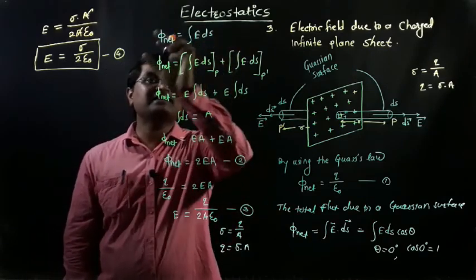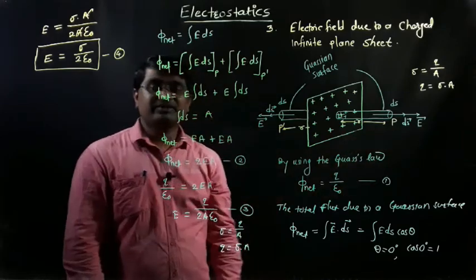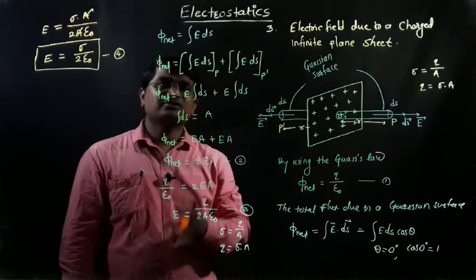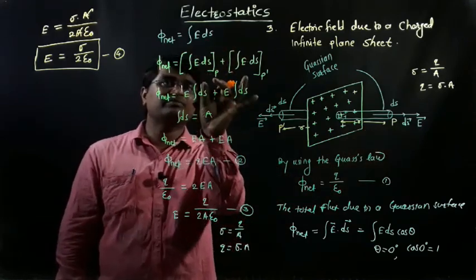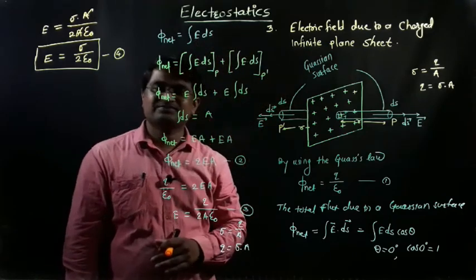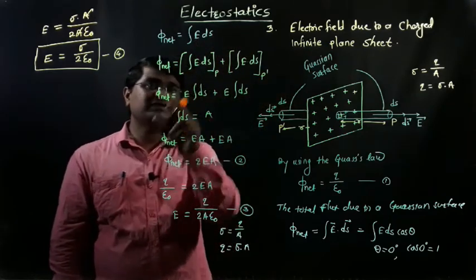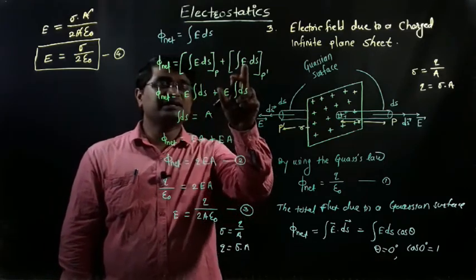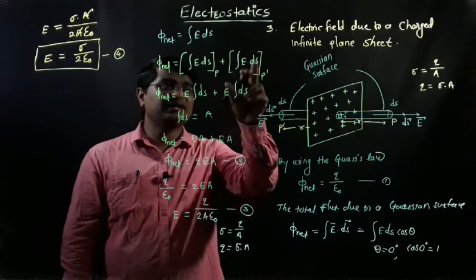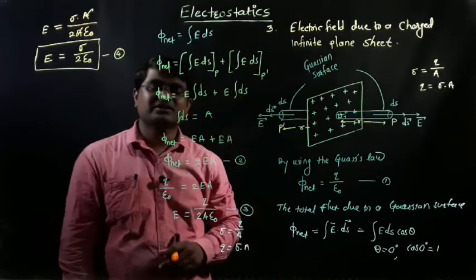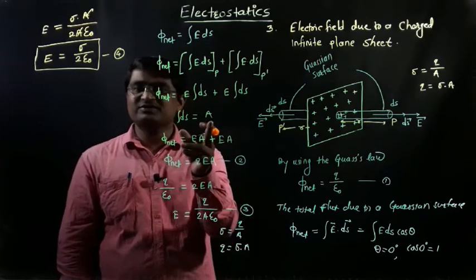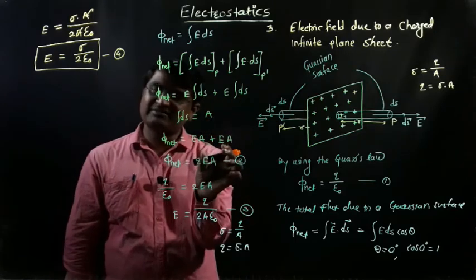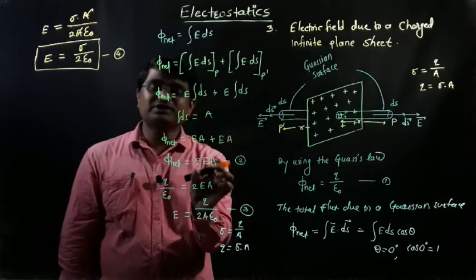This equation gives the net flux at the point P. But according to the condition, the electric flux at the points P and P dash will be similar. So we can write the electric flux at the point P and the same electric flux at the point P dash. E is constant, so it comes outside the integration, leaving the integration of ds at P plus the integration of ds at P dash. But the integration of ds is the total surface area of the Gaussian surface, so it is equal to A. So we get E into A plus E into A, finally 2 times EA.